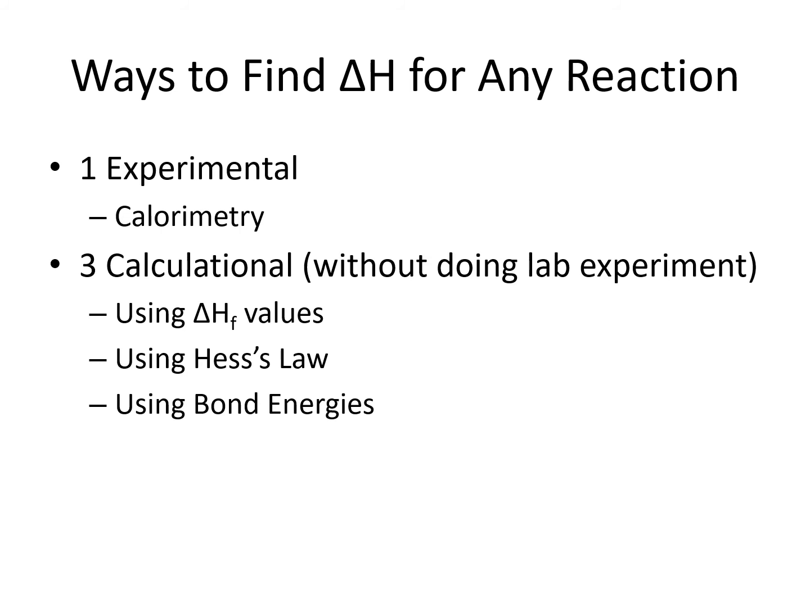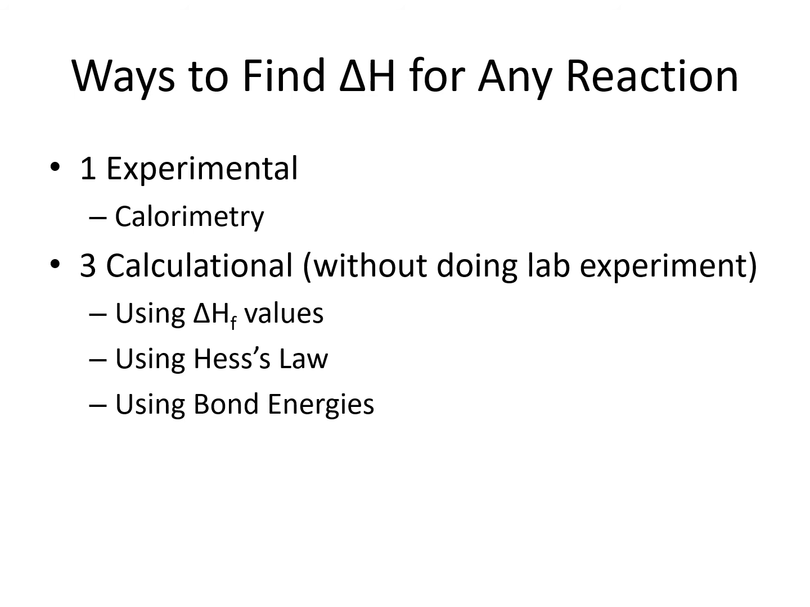So there are 4 ways to find the delta H. We've already talked about calorimetry, which is an experimental way to find the delta H for any reaction. There are 3 calculational ways that we can find the delta H for a reaction just by looking up values in a table. So by relying on experiments that have been done in the past, we can use some calculational ways to calculate delta H values for experiments that we are not personally doing.